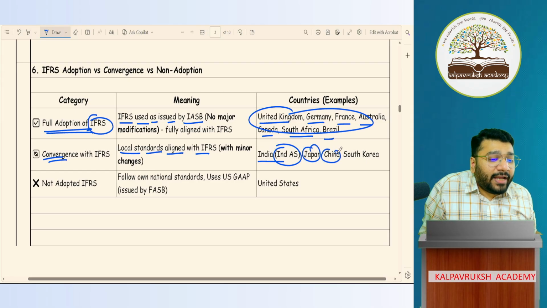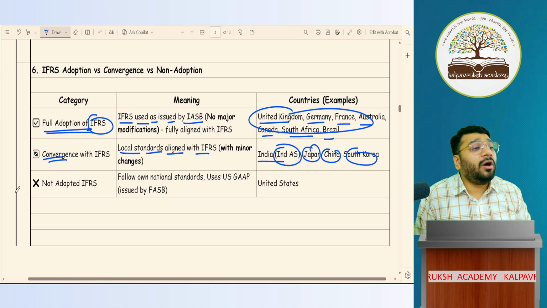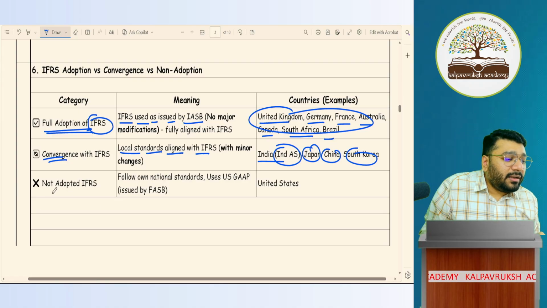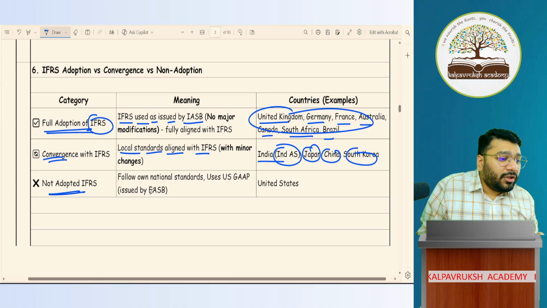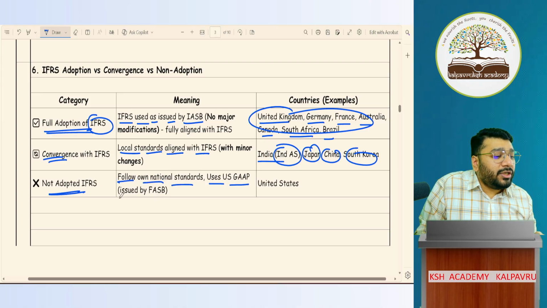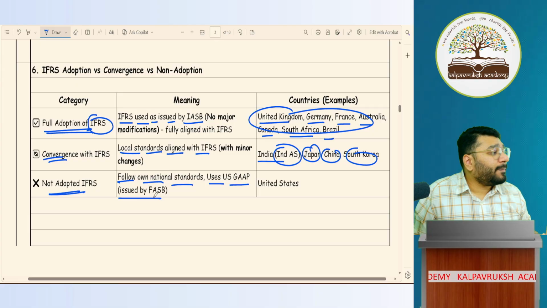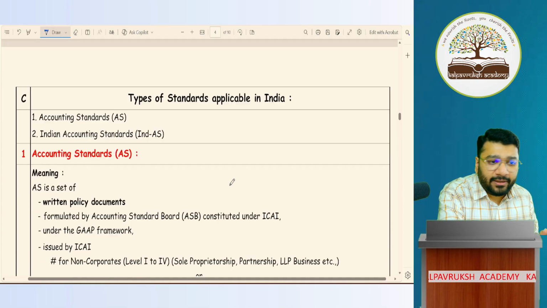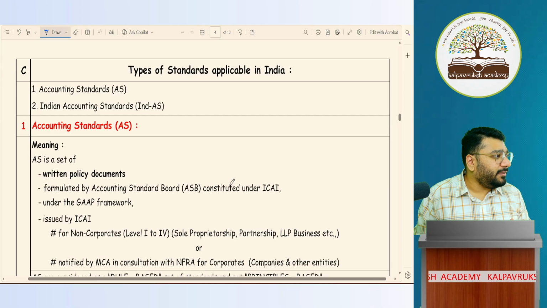Likewise, Japan, China, and South Korea have all opted for the convergence strategy. But there is one country which has neither adopted nor converged, which is the United States of America. They have their own national standards, use US GAAP, which is issued by FASB, and do not follow any IFRS issued by IASB. Got it, not got it? Fantastic. So far clear? Is the pace too fast or fine? This pace is fine? Okay.